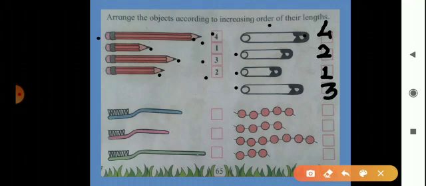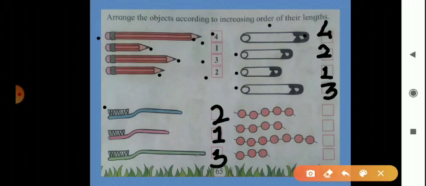Okay. So now we can see here brush. Toothbrushes are here. Okay. So first is blue, then pink, and third one is green. So which is shorter? Pink. So write 1. Then remaining 2 brush, blue and green. Out of them, which is short? Blue. So write 2. And then remaining is only 1. So write here 3.